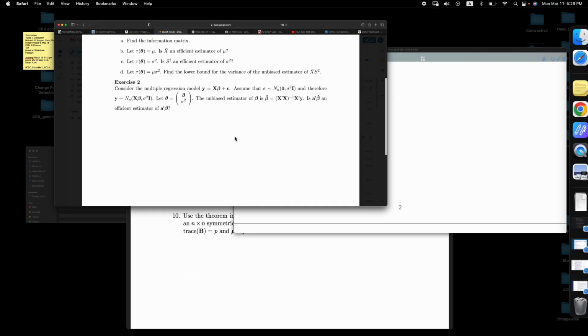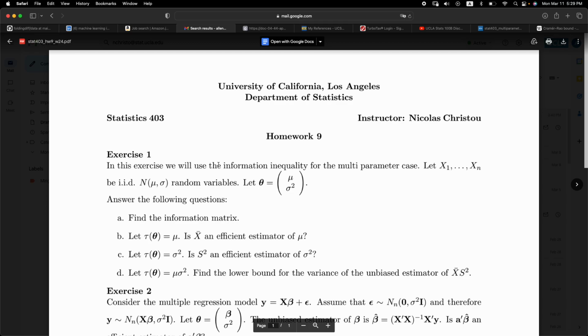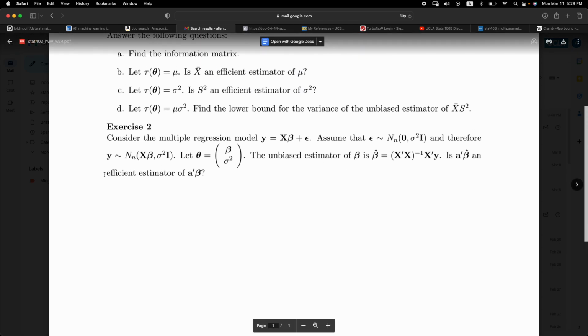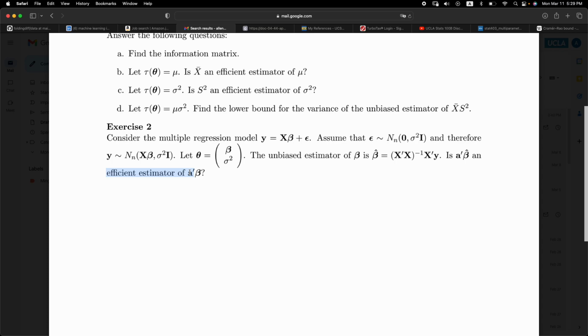So in this exercise, we're going to use what we call the information inequality for the multi-parameter case. We'll use this concept to find the variance, and then see whether it reaches the lower bound, and then we can claim whether this is an efficient estimator. That will be the high-level strategy for this one.